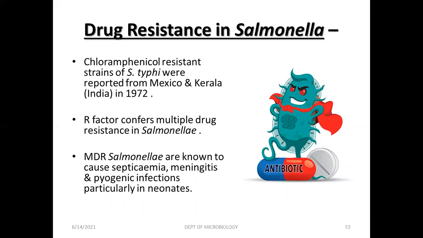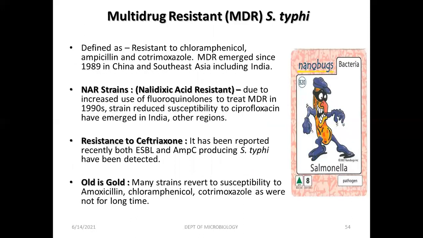Salmonella are known to cause septicemia, meningitis, and pyogenic infection, particularly in humans. Nalidixic acid resistant strains emerged due to increased use of fluoroquinolones to treat multidrug resistant Salmonella, reported since 1990. Because of this, strains with reduced susceptibility to ciprofloxacin have emerged in India.